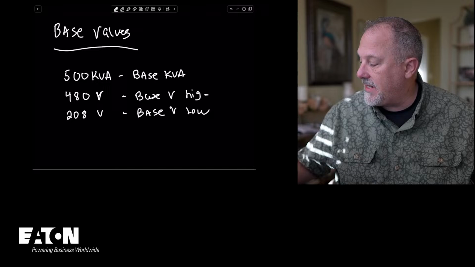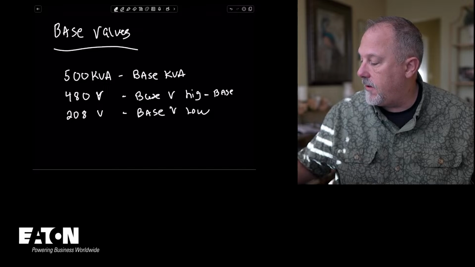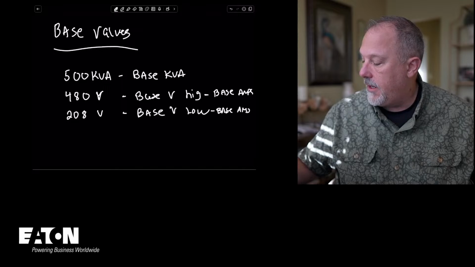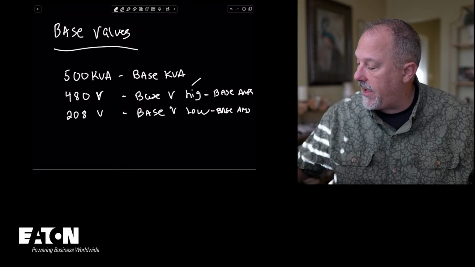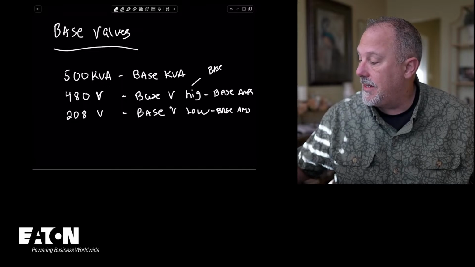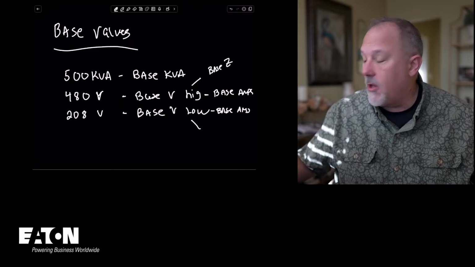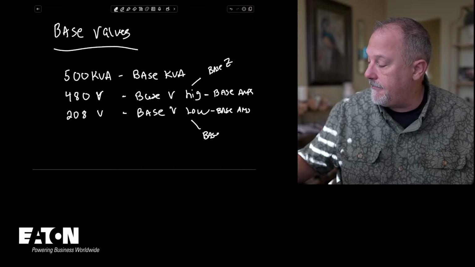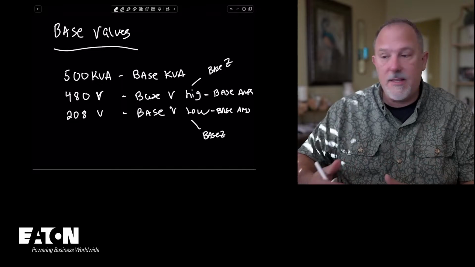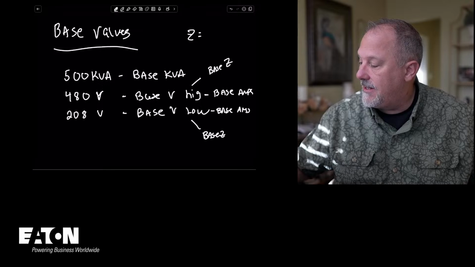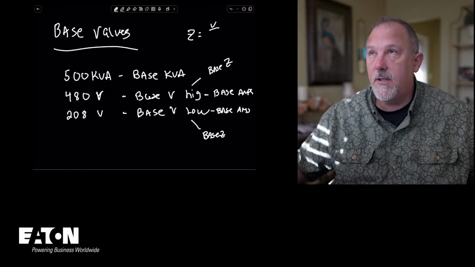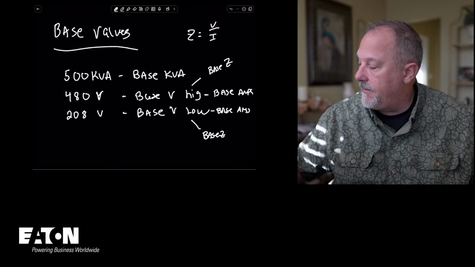Over here is our base amps, and this is our base amps. And then on this high side, we also have base Z, and we have a low side base Z. So we have to calculate the Z. And what is Z? Z is equal to V over I, since V is equal to IR.